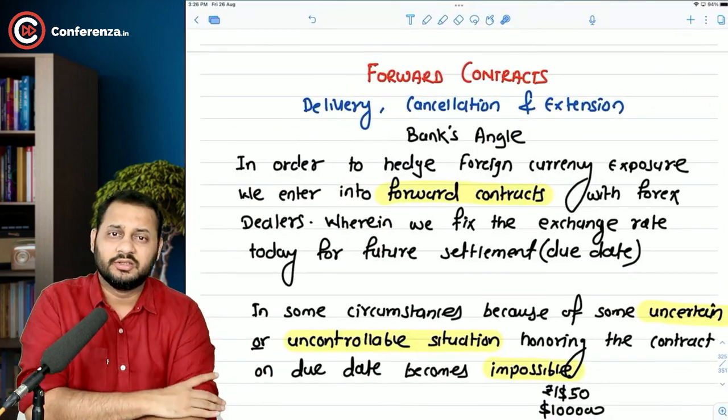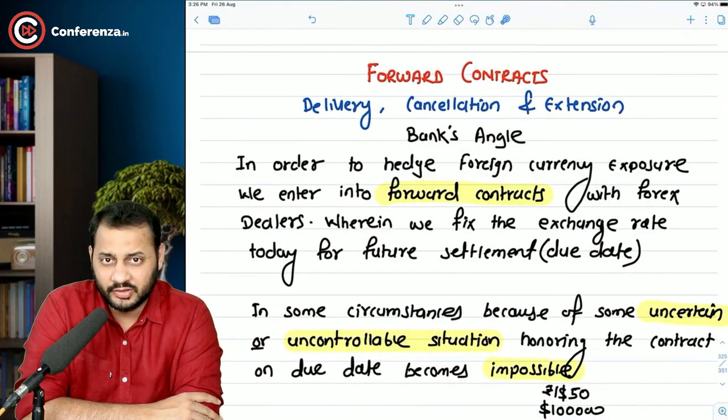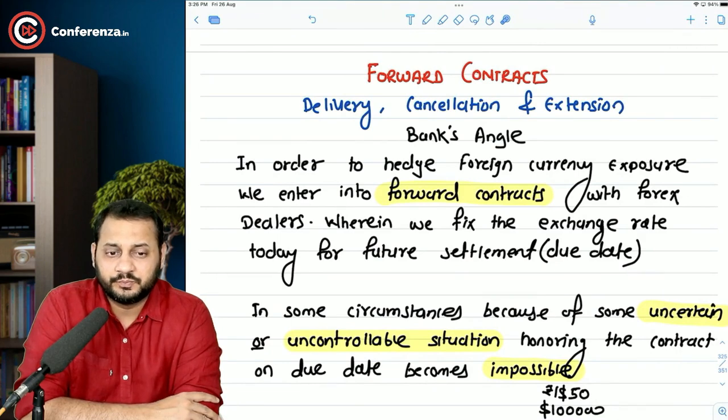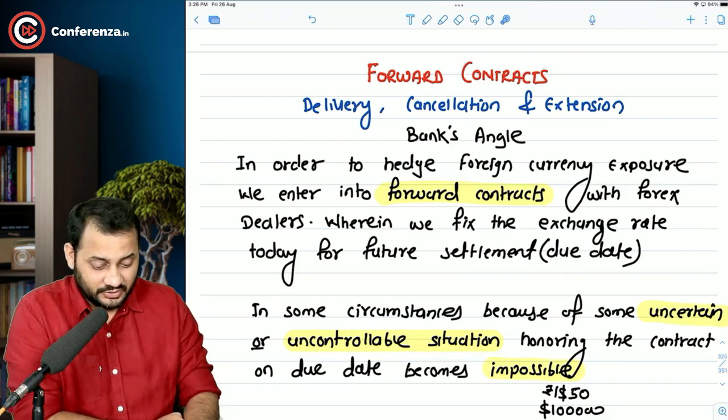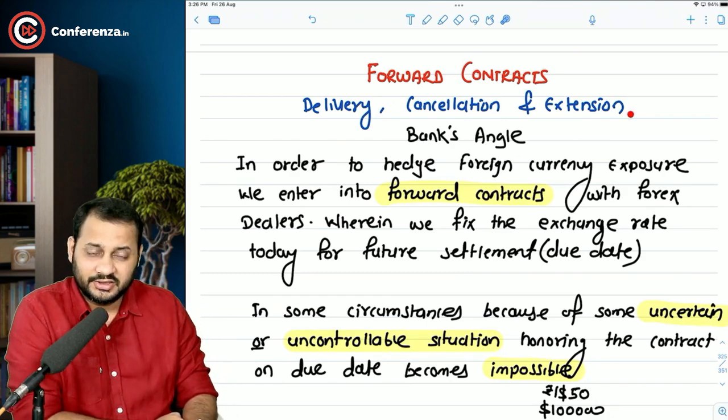I will take the entire paragraph from the regular batch that I've discussed. Instead of writing each and everything, we are going to just discuss this thing, and don't worry about the concept. 100% of the concepts will be covered, sir. Have a look. So this is delivery, cancellation and extension.